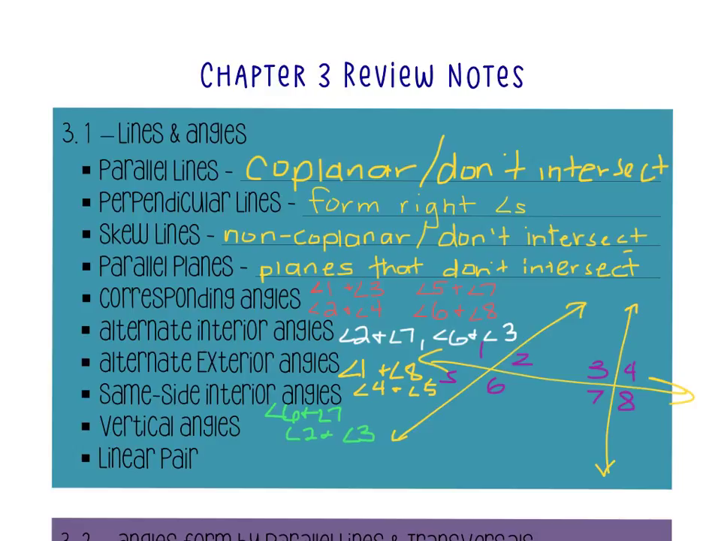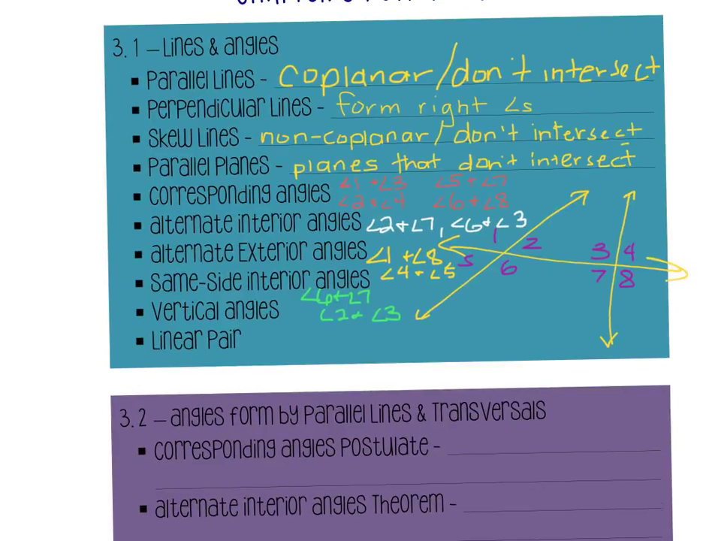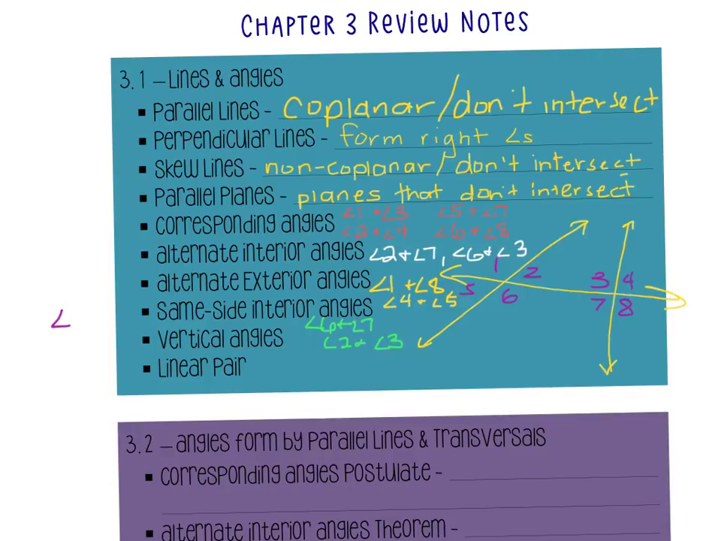So all we're doing right now is identifying what they are. We haven't set up their relationship yet, okay? Because these are not parallel lines. Vertical angles we know are congruent. So like angle 1 and angle 6 are vertical angles. Those would be congruent. Angle 2 and angle 5, angle 3 and angle 8, and angle 4 and angle 7. The lines don't have to be parallel for those to be congruent.